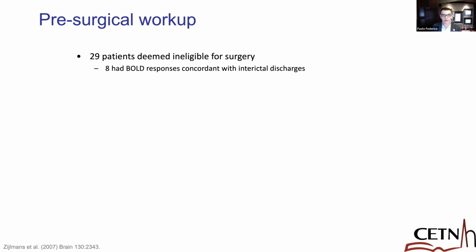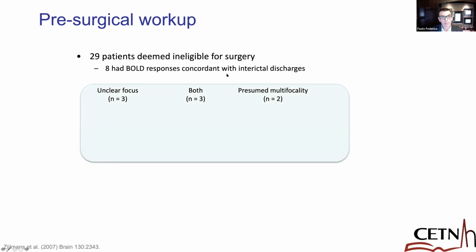Here's another study that predated the two that I just mentioned, which I thought was really good. This was from a Dutch group, which showed that perhaps scalp EEG-fMRI can help patients who are seemingly hopeless, unfortunately. They took a group of 29 patients that were deemed ineligible for epilepsy surgery by conventional means, and they all underwent scalp EEG-fMRI, and 8 patients had BOLD responses that were concordant with the location of the interictal discharges. So they focused on these 8 patients. These 8 patients were deemed to be non-surgical candidates because they had an unclear surgical target, presumed multifocality, or both an unclear focus and presumed multifocality.